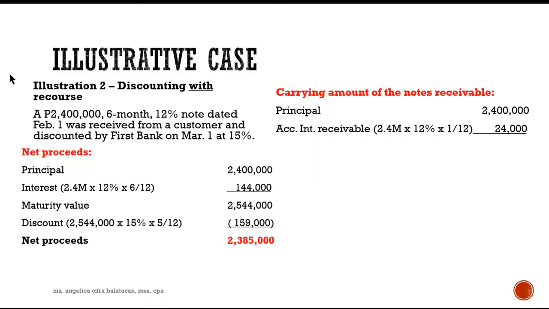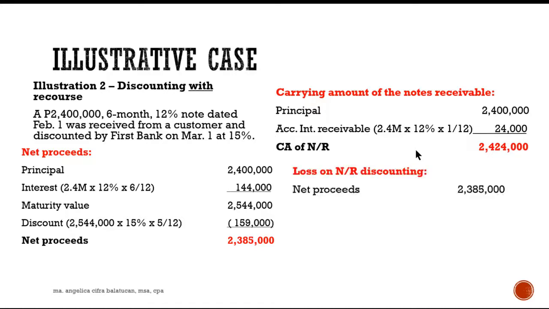And then the carrying amount of the note receivable would be equivalent to the principal and the interest in the time nga na-expired na or katong nilapse na, di ba? We have 1 month. So 2,400,000 times 12% times 1 over 12. So the carrying amount is 2,424,000. And the loss on discounting would be equivalent to the difference between the net proceeds and the carrying amount. So the loss is 39,000. Loss ni siya kay mas gamay man tag nadawat kumpara sa carrying amount sa note receivable. Kay kung nagpaabot pa ta, di ba?